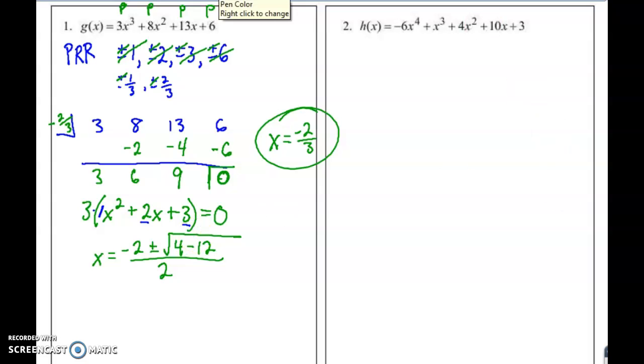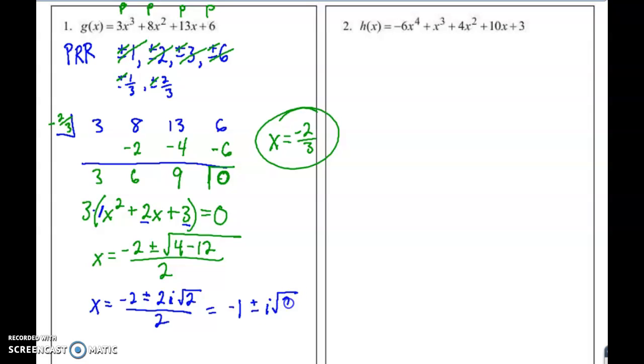So to finish that problem, I'll just stick with the same color. -2 plus or minus, this is 4 minus 12 is -8. And I hope you're good with this. It's 2i root 2. I like to put the i in front. Root 2 all over 2. And then you can simplify that as -1 plus or minus i root 2, because each piece is divisible by 2. And there's your 3 roots. A positive and a negative imaginary here, the complex conjugate, and then -2/3 there as well.